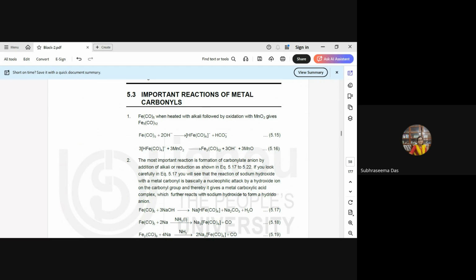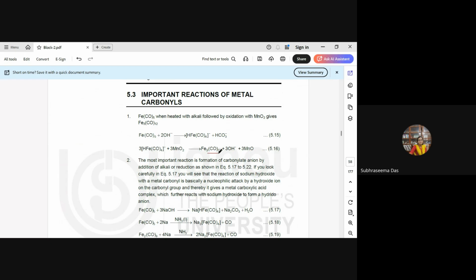So now coming to some important reactions of metal carbonyls. First, when pentacarbonyl iron, Fe(CO)5, is heated with an alkali followed by oxidation with manganese dioxide, it gives Fe3(CO)12. In these two equations you can see what happens when Fe(CO)5 is heated with MnO2. It takes up OH minus and Fe3(CO)12 is formed.